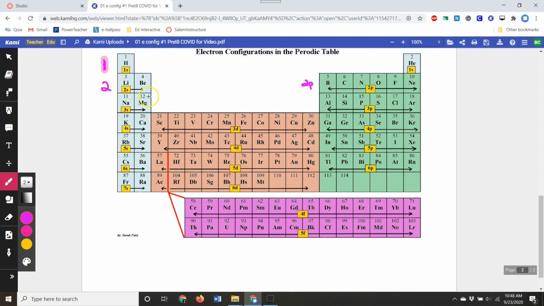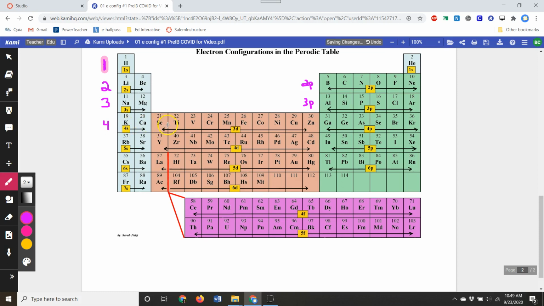So for scandium, we're going to start out with 1s2, 2s2, 2p, and we count over 1, 2, 3, 4, 5, 6. We've got to keep going to the third row, so we're going to do 3s2, then we hit the 3p, 1, 2, 3, 4, 5, 6. We're still not to scandium yet, so we're going to start with a 4s, so this is the fourth row.